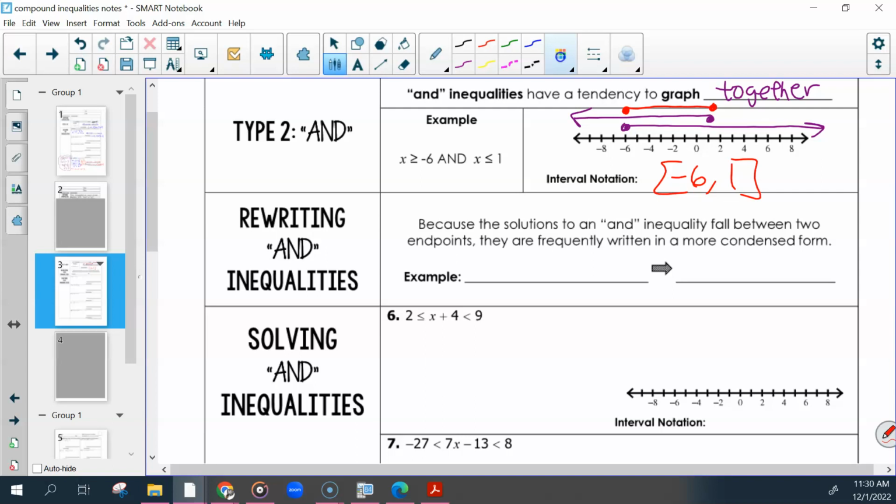One other thing about "and" inequalities is because the solutions usually fall between two endpoints, they're frequently written in a more condensed form. So I'm going to take these two inequality answers and put them here. x is greater than or equal to -6 and x is less than or equal to 1.